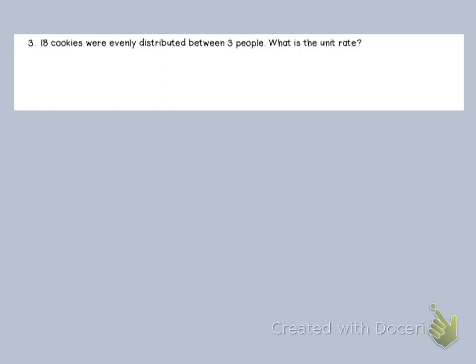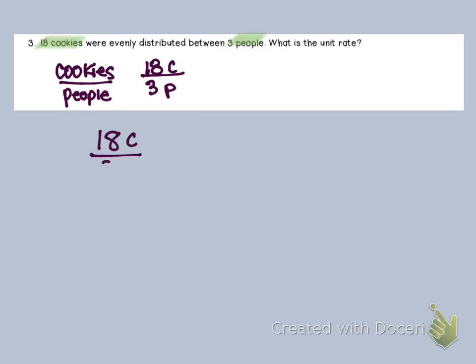And number 3, word problem. 18 cookies were equally distributed between 3 people. What is the unit rate? So we're talking about cookies and we're talking about people. So if we have 18 cookies, we have 18 cookies and we have 3 people. We want to get people to 1. So that would be 18 cookies per 3 people is equal to, we don't know how many cookies over 1 person. We need 1 for our unit rate.